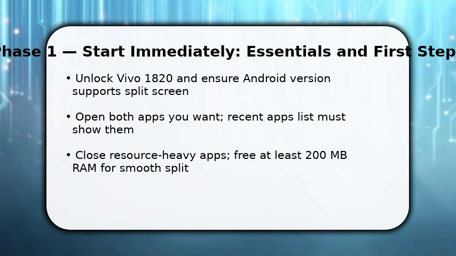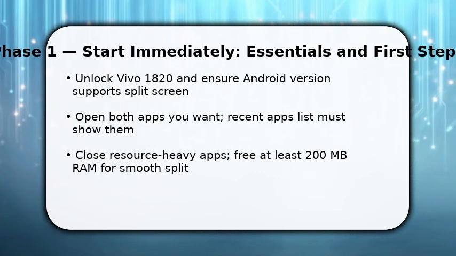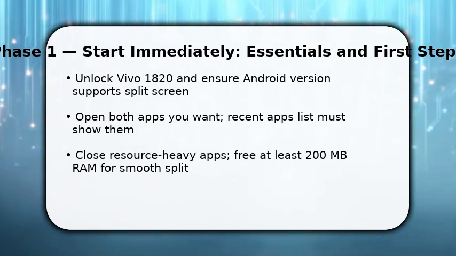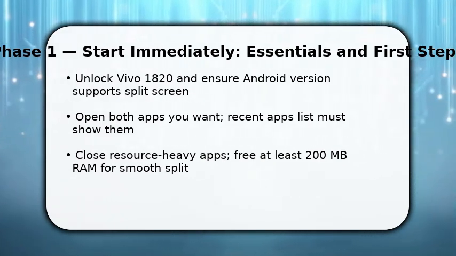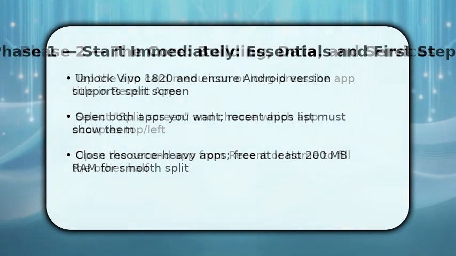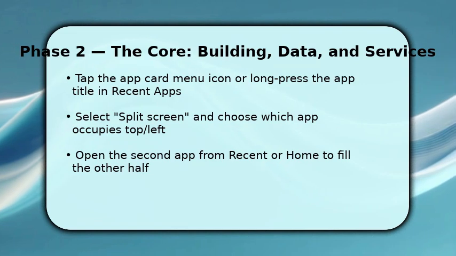If memory is tight, swipe away unnecessary apps to prevent slowdowns. Now locate the app card you'll pin to one half of the screen and prepare to select the split option. You now activate split screen by tapping the three-dot menu or long pressing the app card. Choose split screen from the menu.